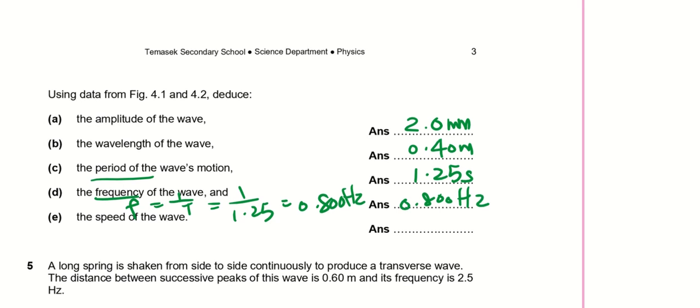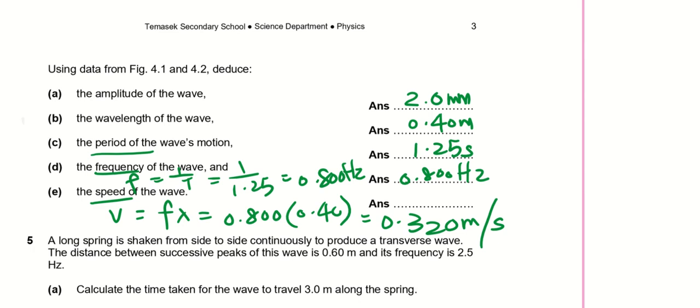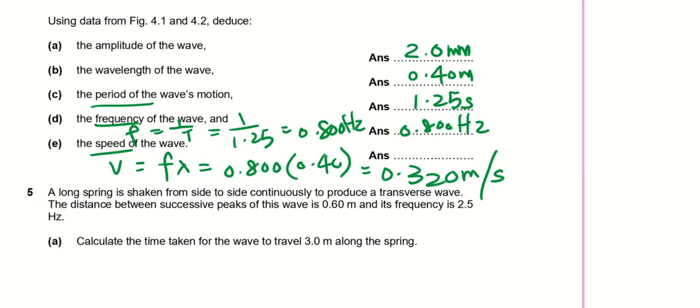Okay, next, the speed of the wave. We have to use v equals f lambda. The frequency is 0.800, lambda is 0.4. So it will be 0.320 meter per second.